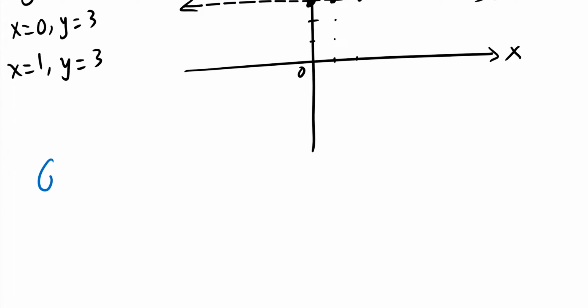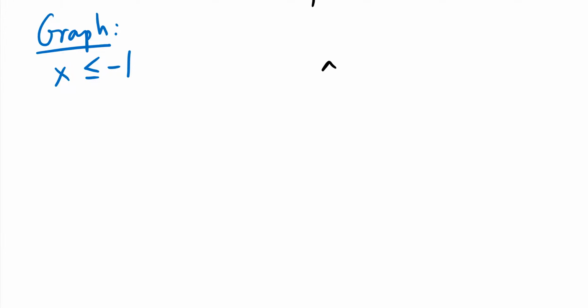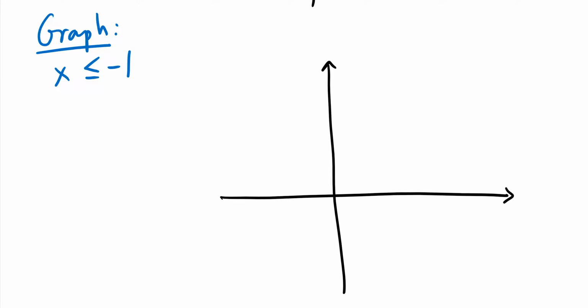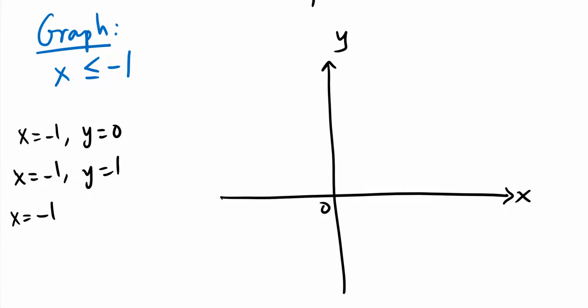What about if we graph something that has only x in it? So x less than or equal to -1. Again, we're going to graph the straight line x equals -1. So if x is -1, what is y? Well, it could be 0, 1, or 2. So (-1, 0), (-1, 1), (-1, 2). That's the straight line.